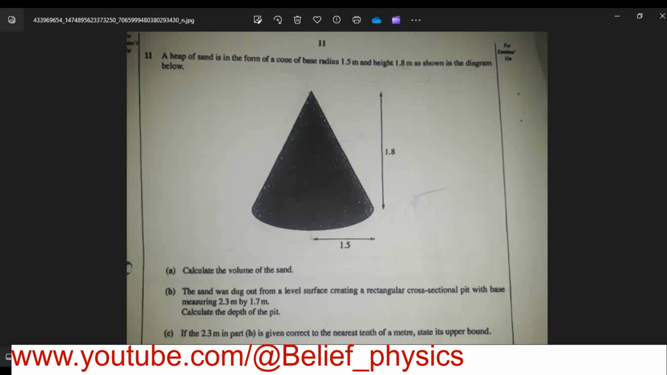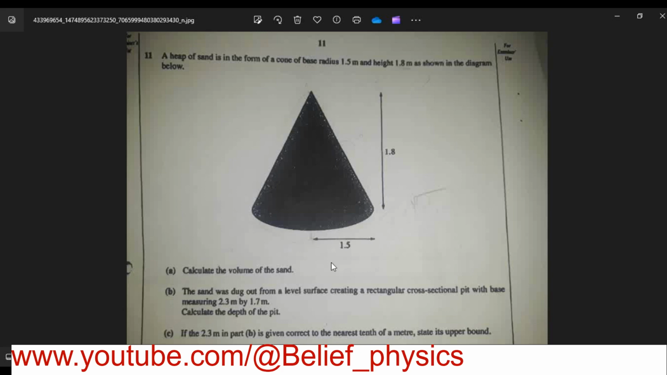Volume of sand will be equal to volume of the cone, and volume of cone is 1 over 3 pi r square h. H is 1.8, r is 1.5. So we put the values and we get the volume. We will do it in detail later on.